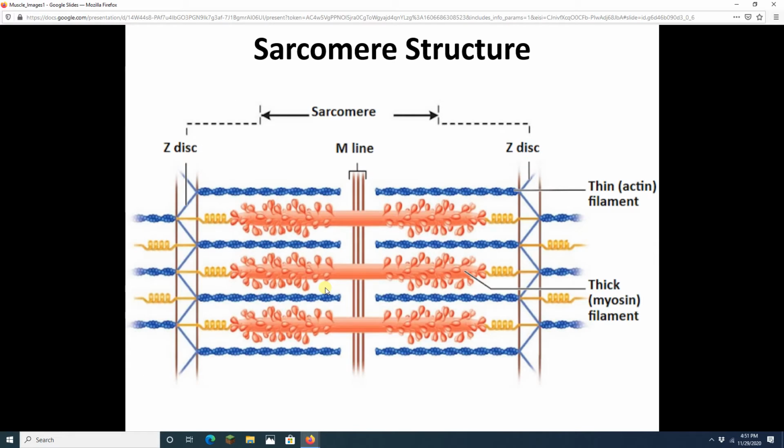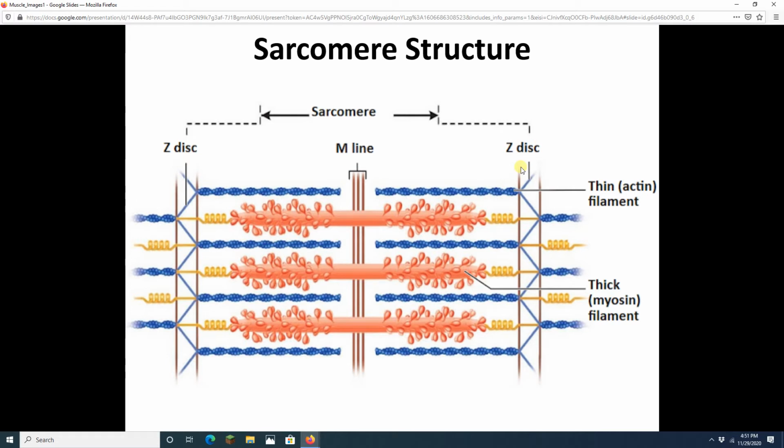Okay. Zooming in on another sarcomere here. I got my blue thin filament made of actin, my more pinkish reddish thick filament made of myosin. I see my anchoring Z disc. I see my anchoring M line sitting in the middle of what's called the H zone. Didn't mention that in the other slide, but we did it in the other lecture. That's okay.